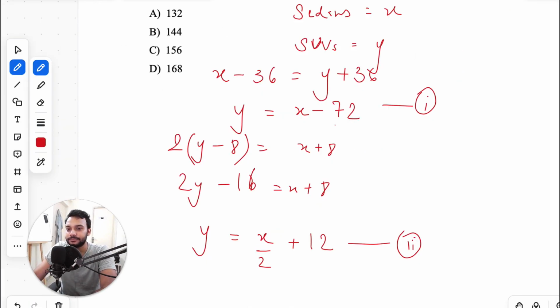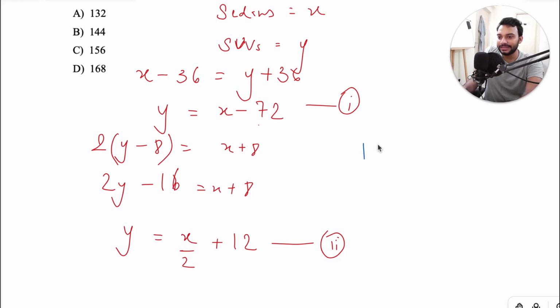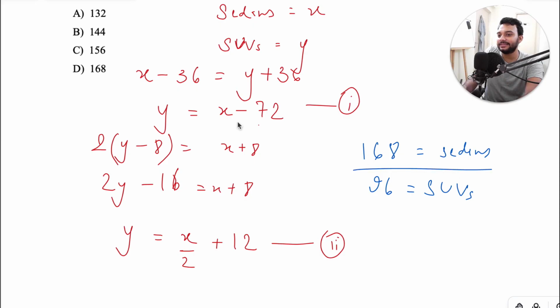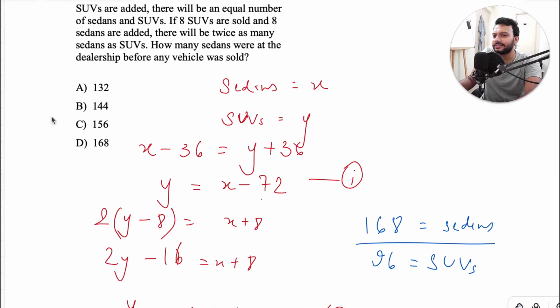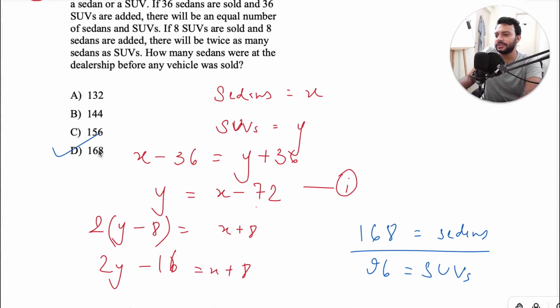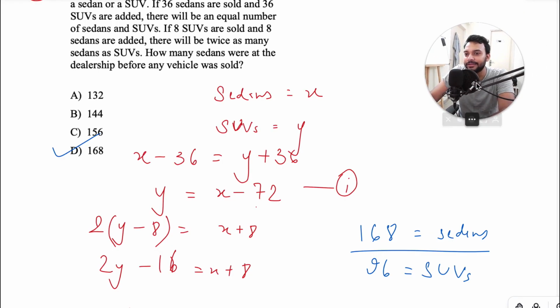So 168 is X, which is sedans. 96 is SUVs. So 168 sedans, and they're asking us the number of sedans initially. That's option D, 168. So this was a combination of some mathematical solving manually and then a quick use of DESMOS to finish this off early.